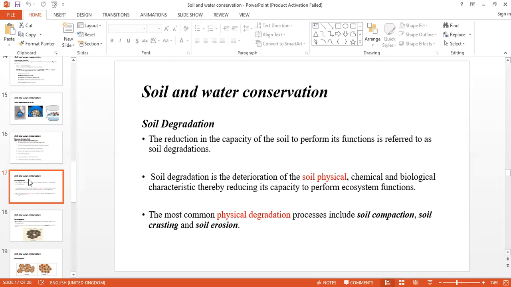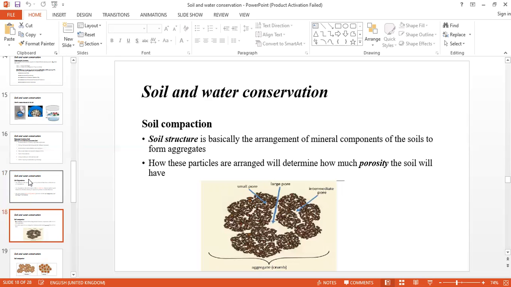So the main processes that come with this physical degradation are, one, soil compaction, soil crusting, and soil erosion. So look at these three processes which deteriorate the soil physically. Okay. So we'll start with soil compaction.